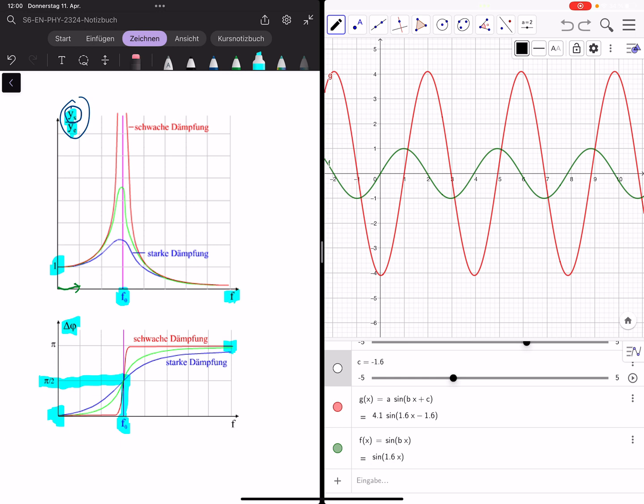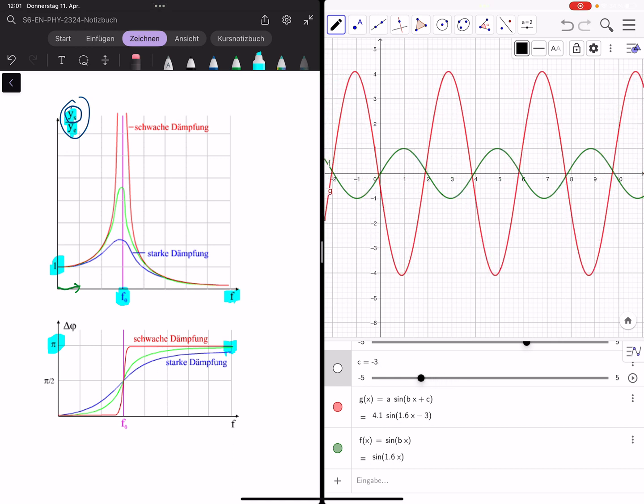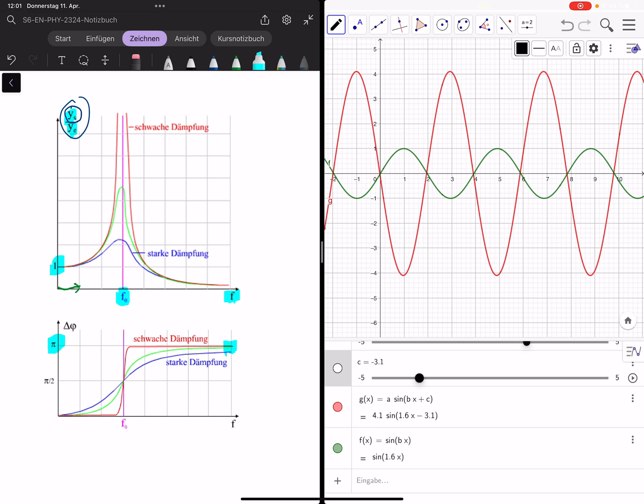Because if you choose another rhythm, you can easily see that this is counterproductive, so that you would take energy out of the swing. That is also a possibility that we see here. So when the phase difference is pi, you see here, the amplitude of the swing will even go below the one of the exciter.